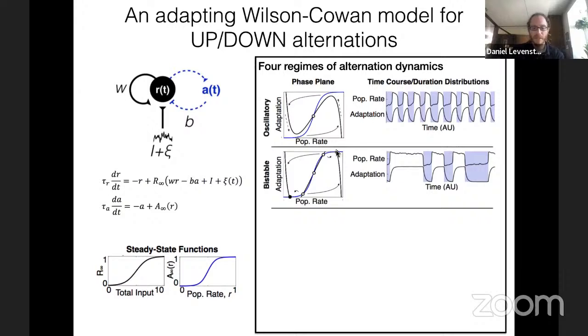We also have a bistable regime in which we have 2 stable fixed points. But of course, these are metastable because we have noise in the system and we're close to these saddle points. So as long as the noise is big enough, we can be kicked back and forth between these 2 stable fixed points, and the time courses will show these alternations between an active and inactive state, during which adaptation is active and inactive correspondingly.